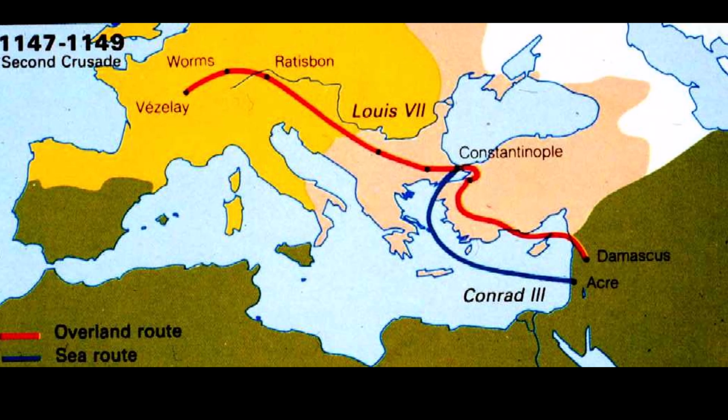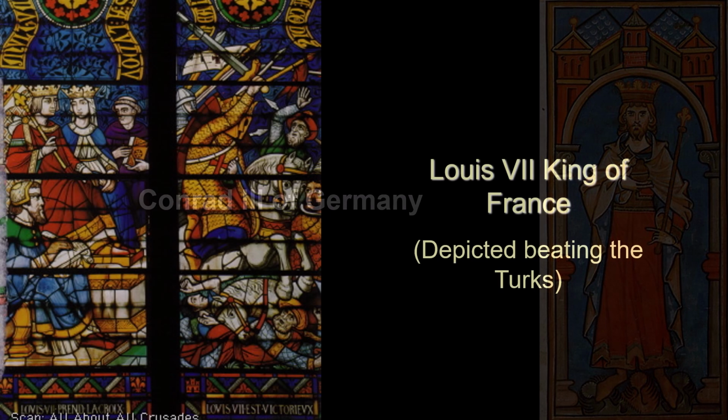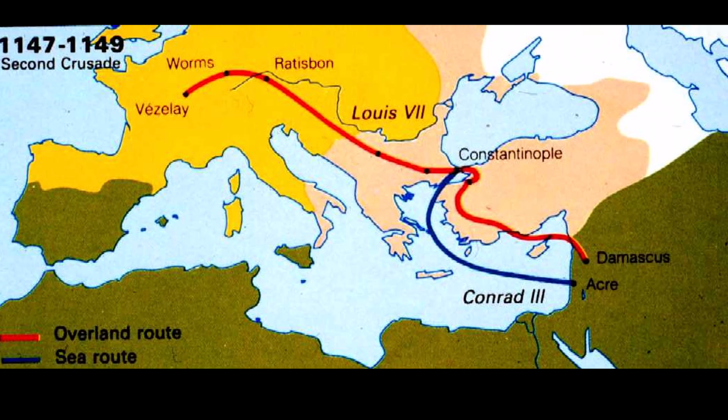The Second Crusade began around 1147, when an army of perhaps as many as 200,000, although it's difficult to say precisely, were assembled. They were from two national groups. There were the Germans under King Conrad III, and the Franks, or the French, under the leadership of King Louis VII. The two armies met in Hungary sometime in mid-1147.